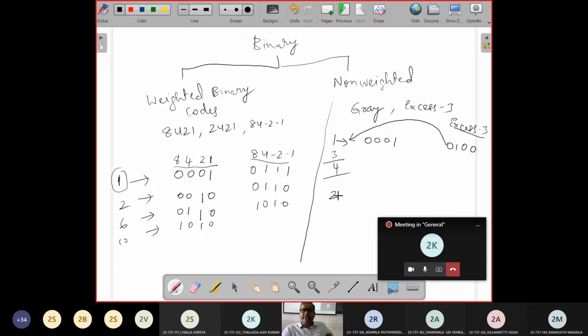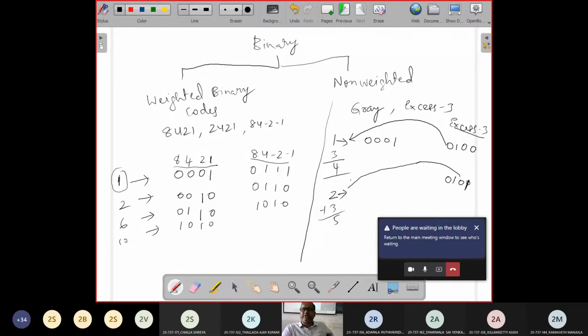Now say for example, I want to represent 2 in XS3. So what will be the binary code for 2 in XS3? 2 plus 3 is 5. So represent 5 here: 0, 1, 0, 1. So this is the representation of 2 in XS3. So like that, I can define various codes as well.